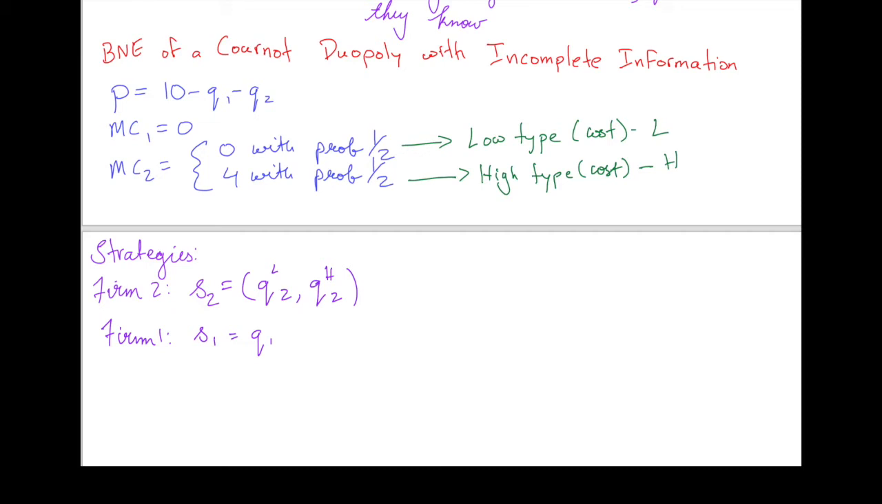The approach we're going to take here is to write down the best response of firm 2 when it's of low type, write down the best response of firm 2 when it's of a high type, and then write down the best response of firm 1 given actions that it would expect player 2 to take when it's a low type and when it's a high type. And then we'll set up a system of equations based on those to solve for the equilibrium.